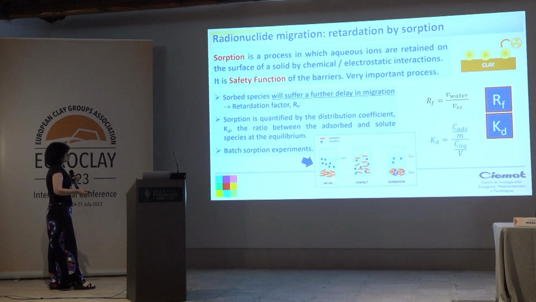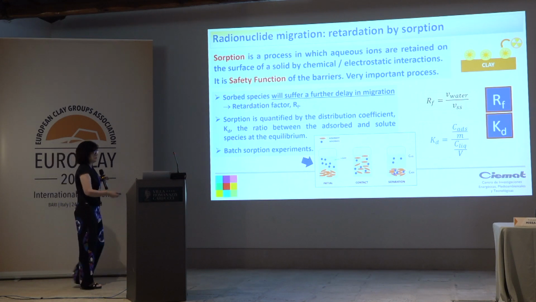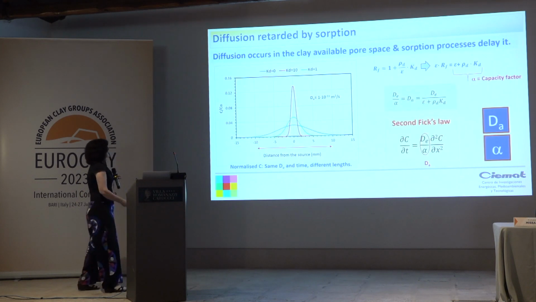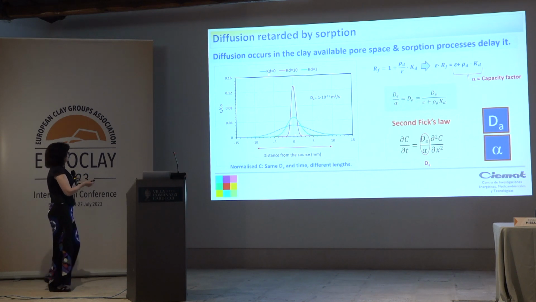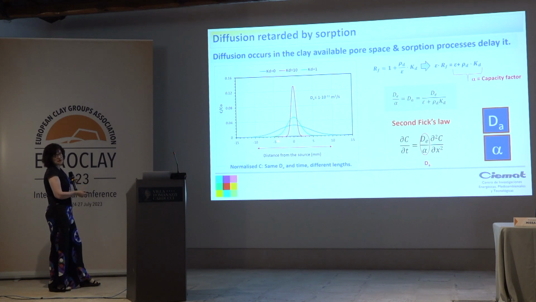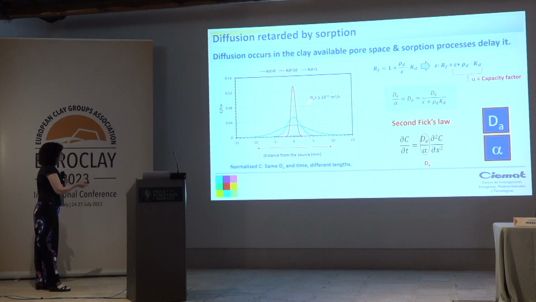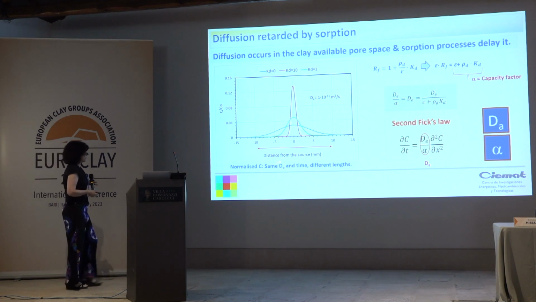It consists of mixing our adsorbent and adsorbate, and then after a contact time, separating and determining the sorbed quantity versus the quantity of radionuclide that has remained in the liquid. This is a sketch, an example of the effect that the Kd can have, so to have sorption in a system with the same effective diffusion coefficient. At the same time, we observe that when the Kd is higher, the distance traveled from the source is lower. So this is an important retardation process.